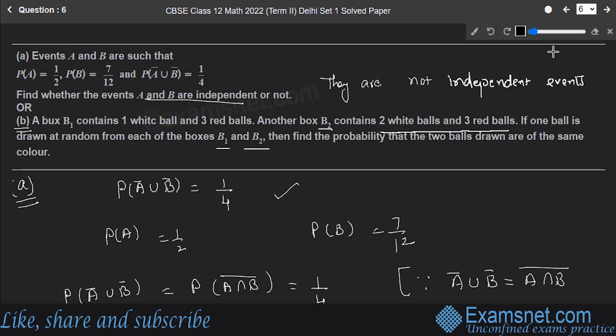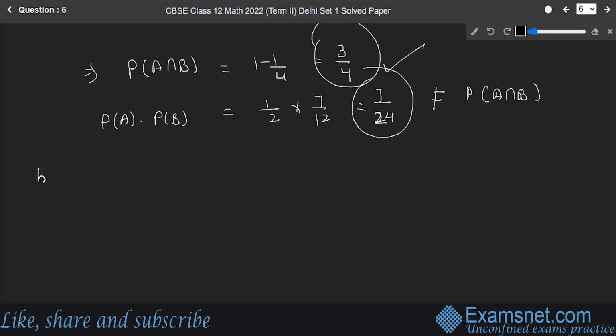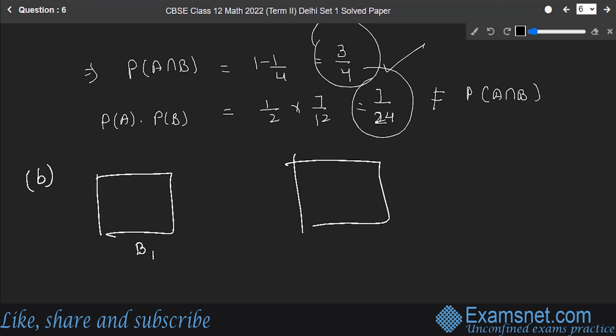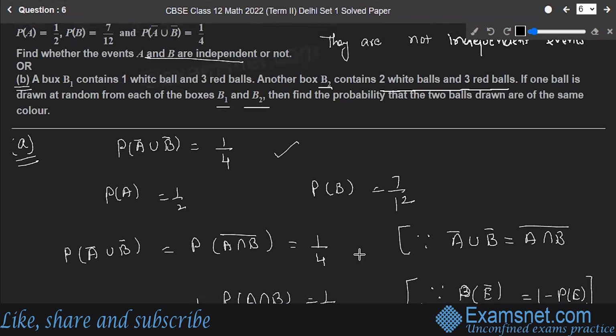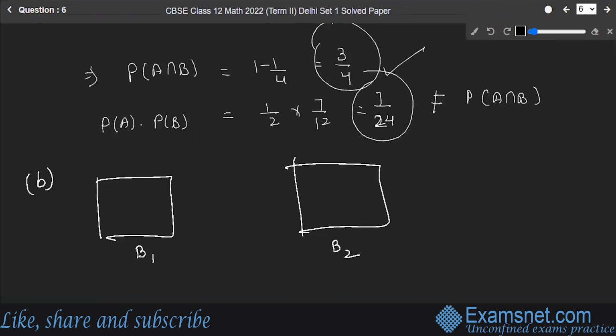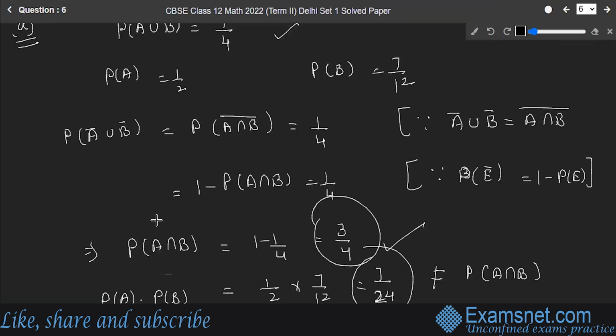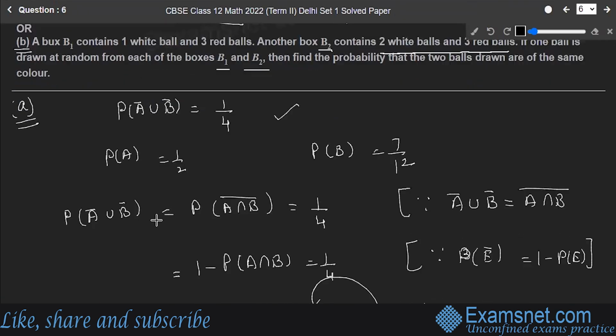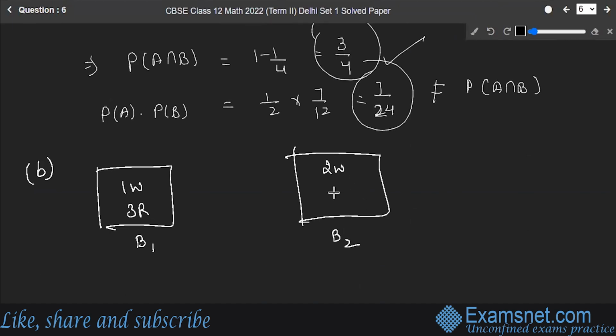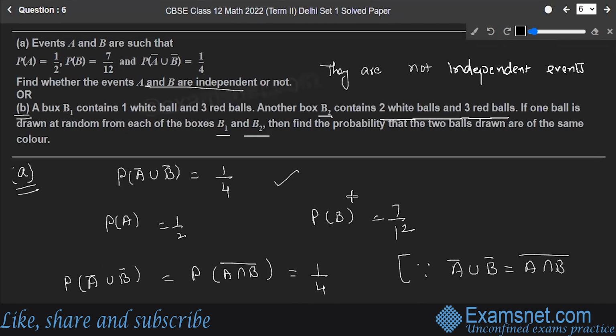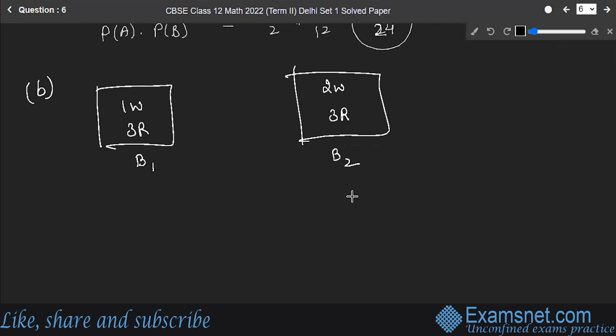You are given two boxes. This is the B part. So here is the box B1. And here is the box B2. B1 contains one white and three red balls. One white, three red balls. And B2 contains two white and three red balls. Correct. If one ball is drawn from each of the boxes, then the probability that the two balls drawn are of the same color is fine.